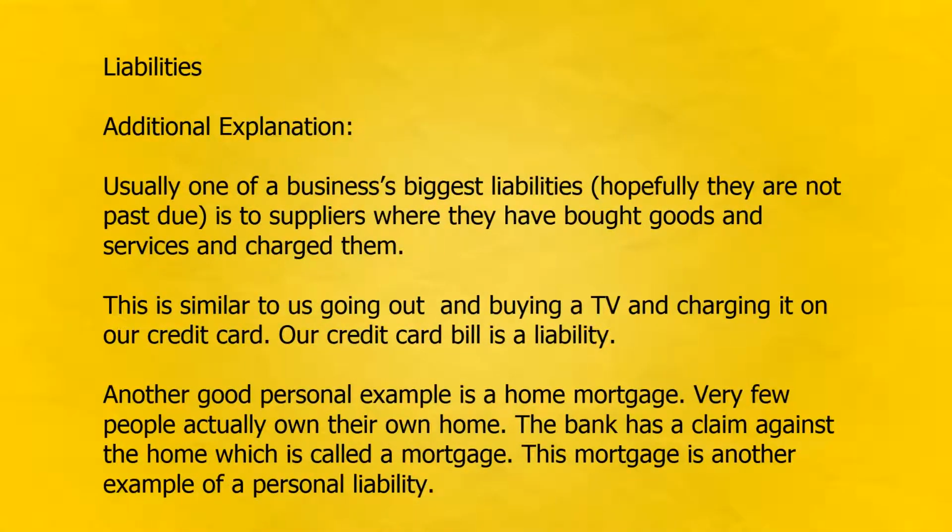Liabilities. Additional explanation: usually one of a business's biggest liabilities, hopefully they are not past due, is to suppliers where they have bought goods and services and charged them. This is similar to us going out and buying a TV and charging it on our credit card. Our credit card bill is a liability. Another good personal example is a home mortgage. Very few people actually own their own home. The bank has a claim against the home which is called a mortgage. This mortgage is another example of a personal liability.